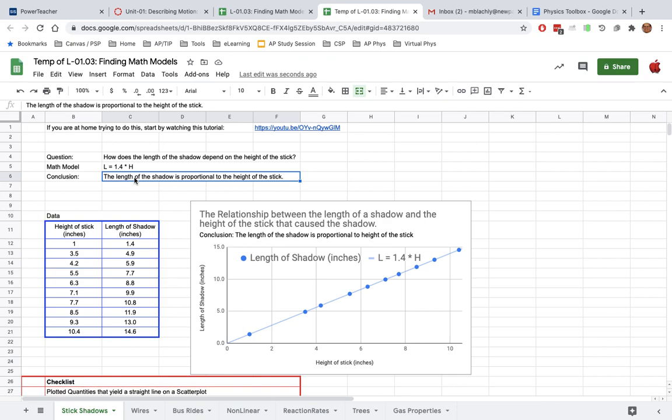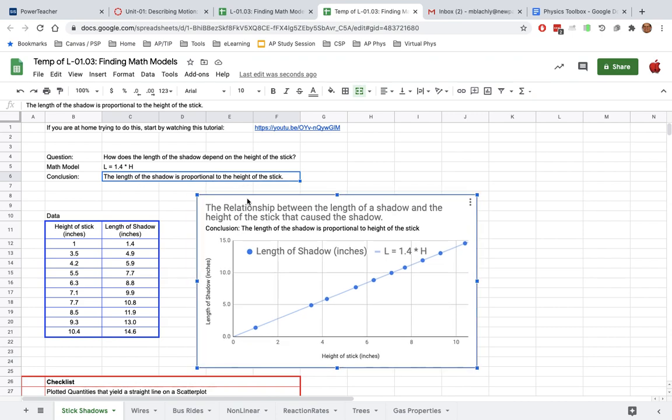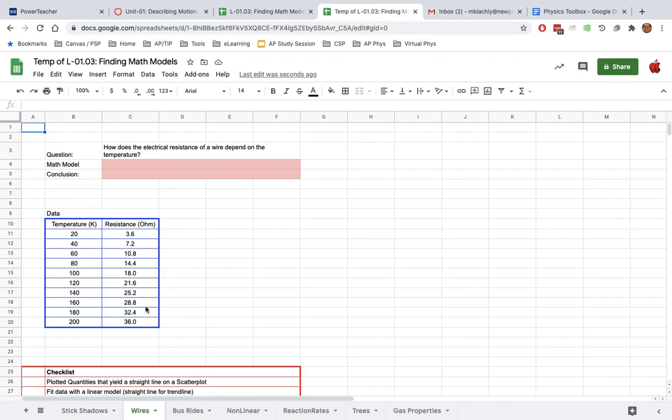So that finishes the first one. All right? So what you're going to do is see if you can do that. Your graph should look like mine with the same slope. And then when you get finished with that, you're going to try it again on your own on the second tab down here. So we just did stick shadows. Go to wires and do the same thing. Okay? So graph your data, find a mathematical model, change your variables.